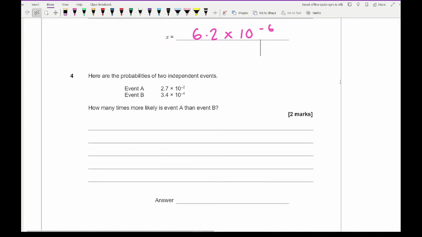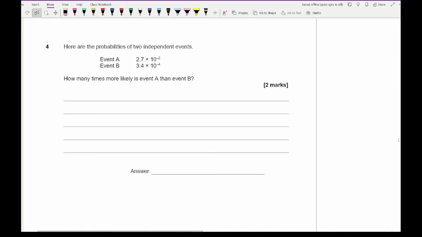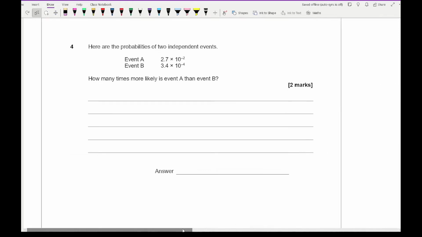Then looking at question 4, it says here are 2 probabilities of 2 independent events. I don't know why that's shifted, so let me move that across there. It says how many more times is event A than event B. So what we need to do is some dividing. Here we're going to divide event A over event B.